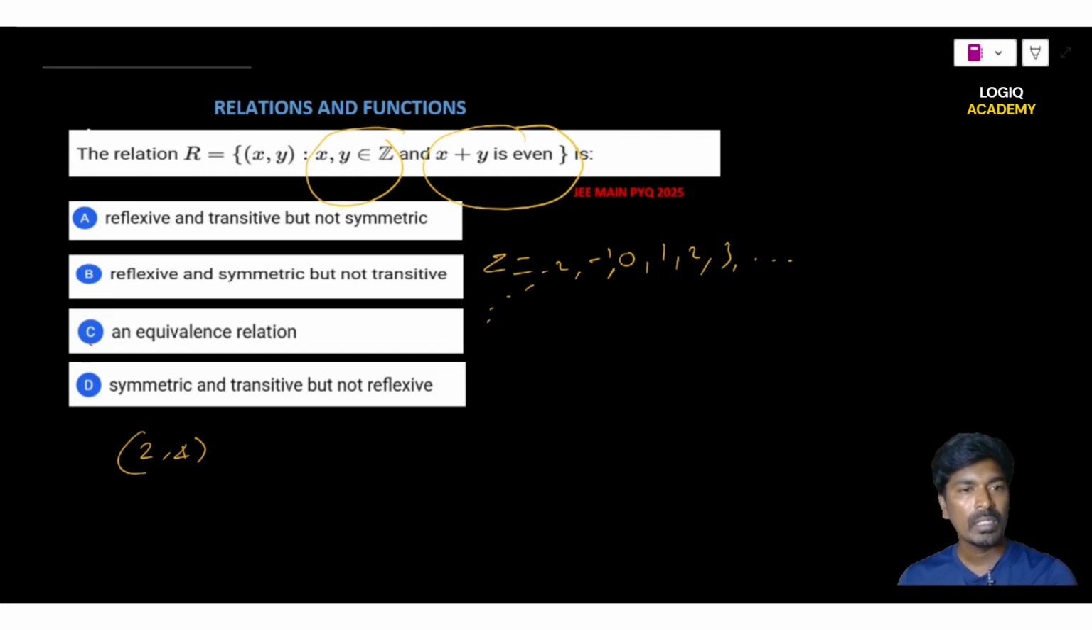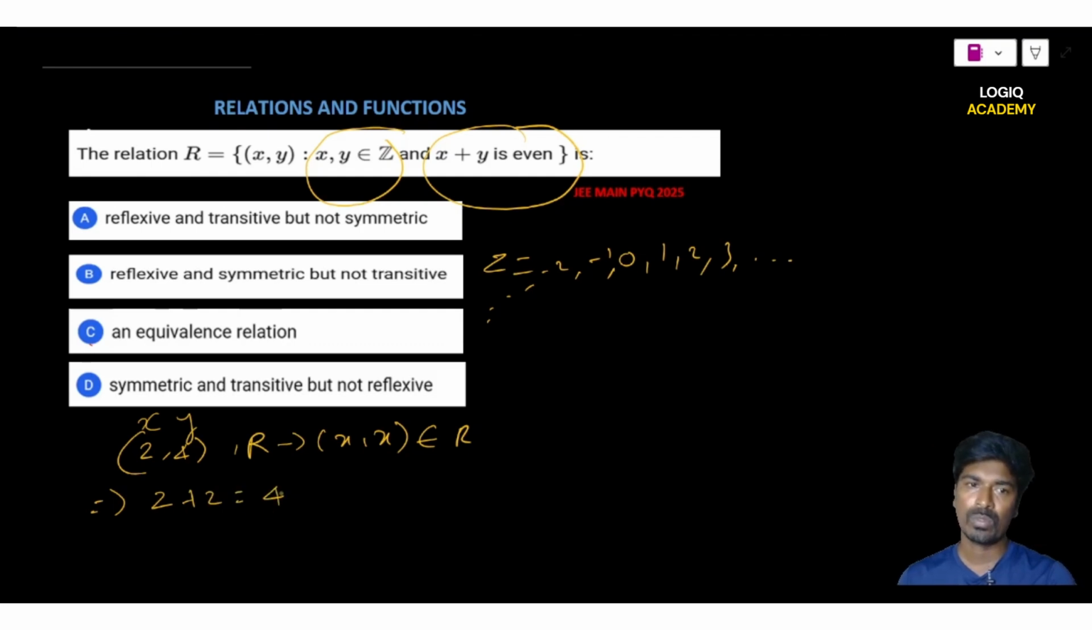Let's see. This is x and this is y. So reflexive condition, we know that (x, x) belongs to R. So just take this x value, 2 plus 2 is equal to 4. So 4 is even. So it is reflexive. Reflexive is satisfied. Then go for symmetric.